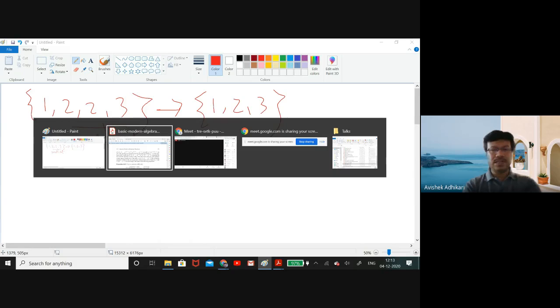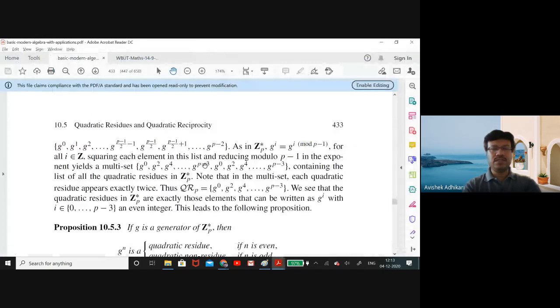This is a multiset because if you square all the elements, then you will have g^0 twice, g squared twice, and so on. So this contains the list of all quadratic residues in Z_P star. Note that in the multiset, each quadratic residue appears exactly twice. Thus QR_P, the set of quadratic residues modulo P, is nothing but this set.